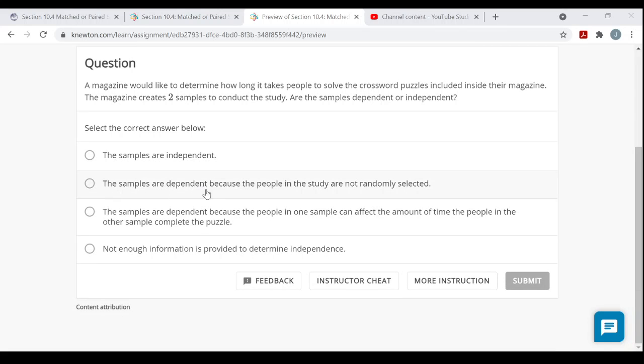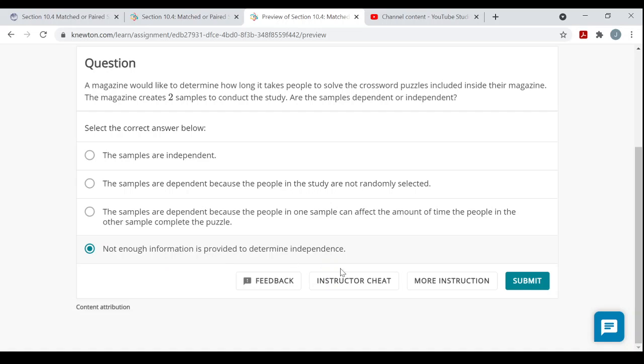The samples are dependent because the people in the study are not randomly selected. It doesn't say that. It just says it creates two samples. It doesn't even say how they're created. So I can't say this. The samples are dependent because the people in one sample can affect the amount of time the people in the other sample take to complete the puzzle. I don't know, maybe. Again, they don't tell me anything about this study. So of all these choices, I would say the last one. And we'll see if I'm right or not.